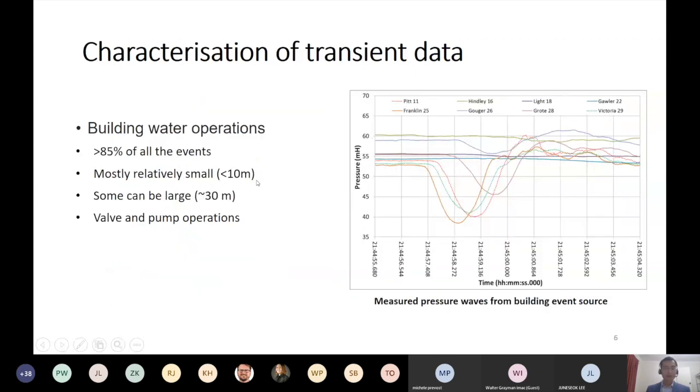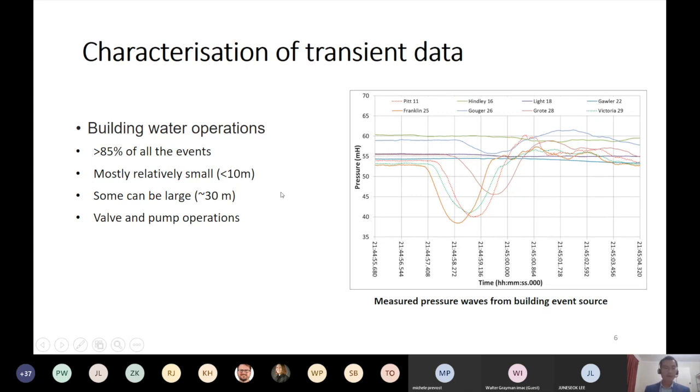So here we go to some of the details. This shows one of the transient events we logged using the permanent and also some of the mobile loggers. The building water operations, as mentioned, contribute to more than 85% of all the events we logged. Most of them are really small, less than 10 meters, but some of them can be large, about 30 meters. And note that the standing pressure there in Adelaide is about 55 meters.